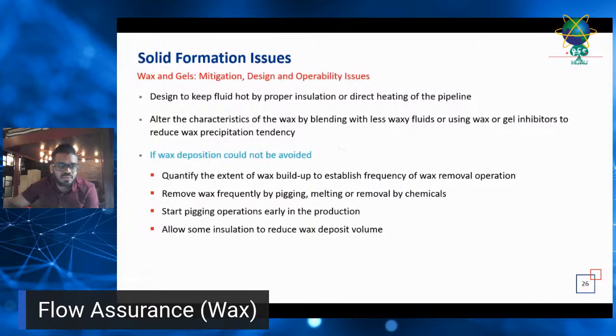If wax deposition cannot be avoided, then we need to quantify the extent of wax buildup to establish the frequency of your wax removal operation. Also remove wax frequently by pigging or melting off, or removal by chemicals, and start pigging operations early in the production itself. Allow some insulation to reduce the wax deposit volume.